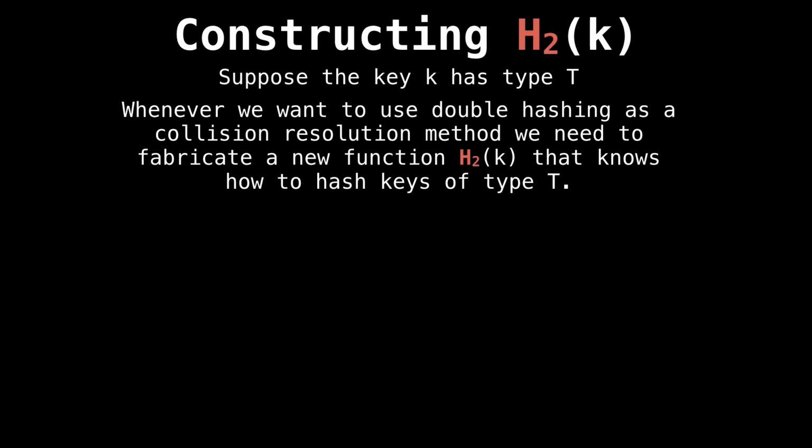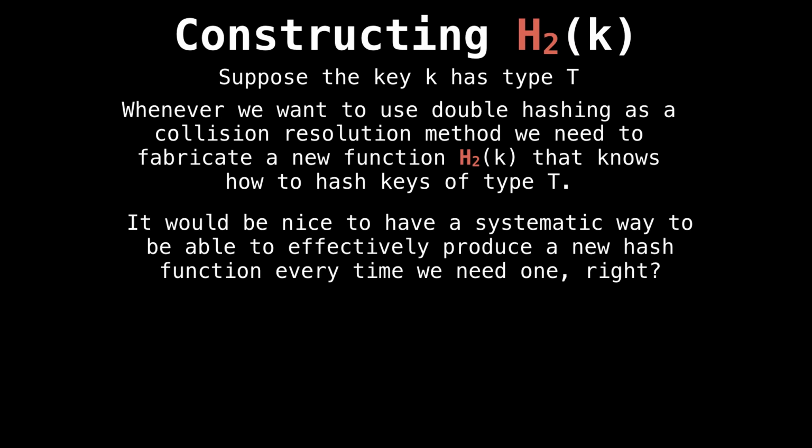Okay, so here's a core question. How do we construct our secondary hash function? Suppose the keys we're using have type T. And whenever we use double hashing, we need to construct h2 of k to hash keys that are also of type T.